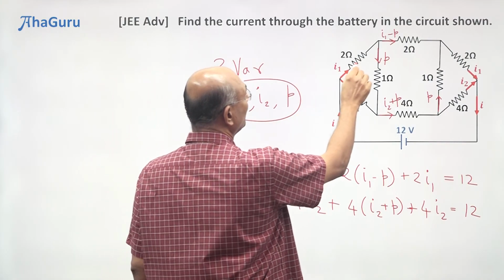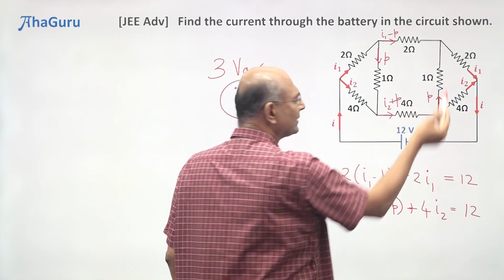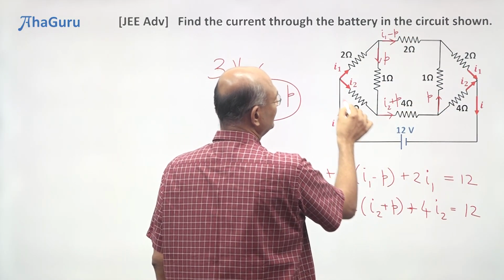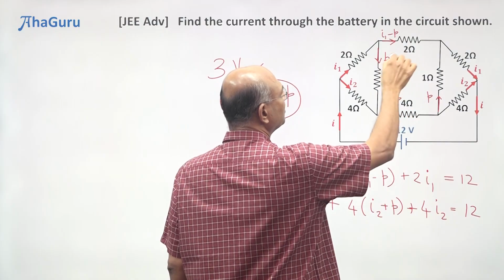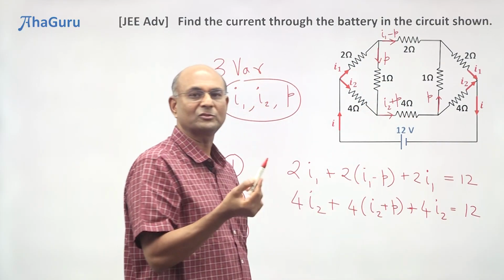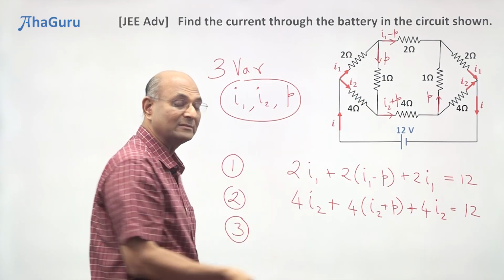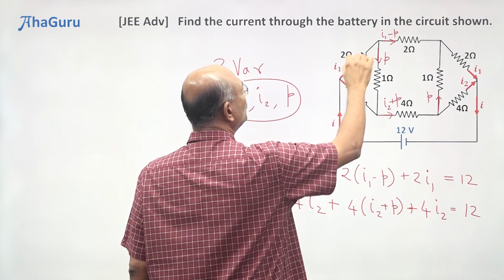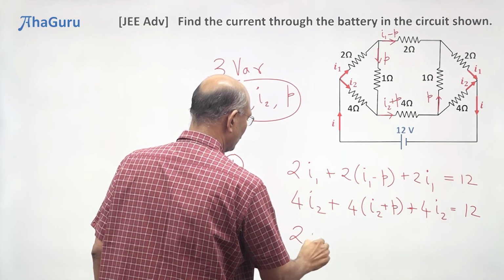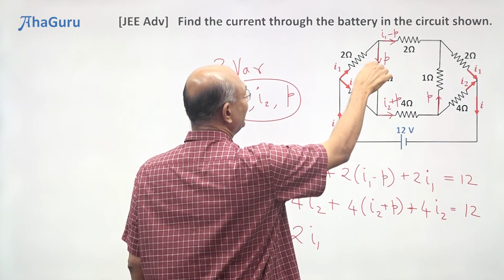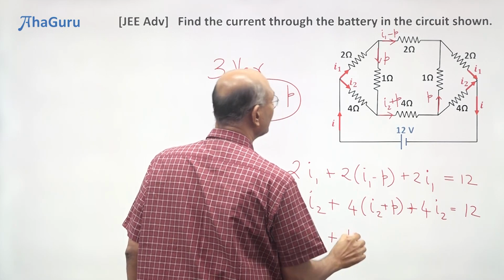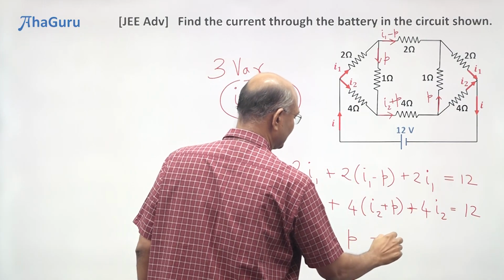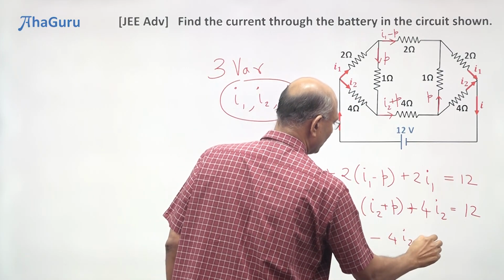Now the third equation, you can go like this, you can choose any loop. There are so many loops. So we chose one big loop and we chose another big loop. So we could choose this loop or we could choose this loop. It's our choice. By the way, all the other things will be dependent. So suppose I choose this loop. What will happen? 2I1 plus P into 1, right? So plus P. And if I go this way, it will be minus 4I2. Minus 4I2 equal to 0.